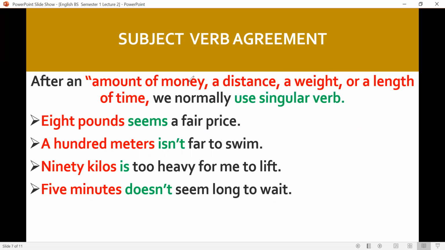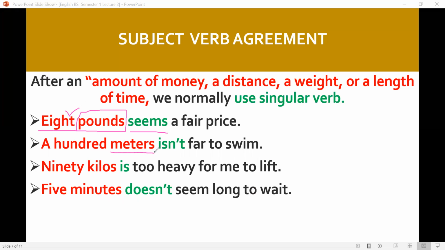After an amount of money, a distance, a weight, or a length of time, we normally use singular verbs. 8 pounds. Don't be confused with pounds. 8 pounds is a single unit and it is singular because it is an amount of money. Seems a fair price.